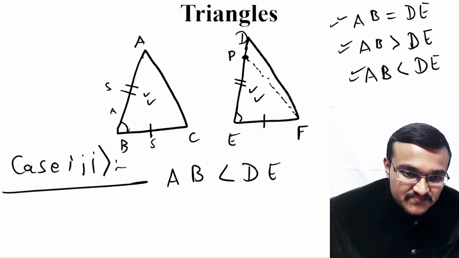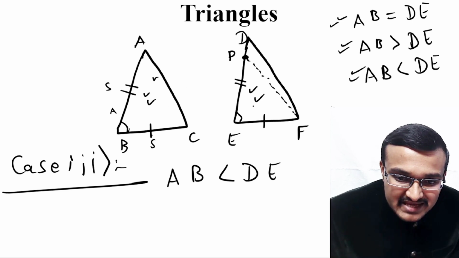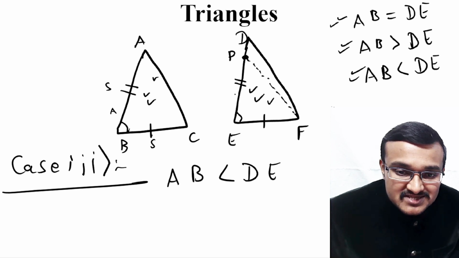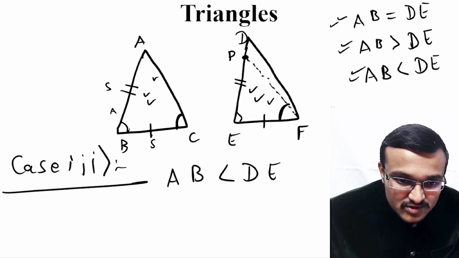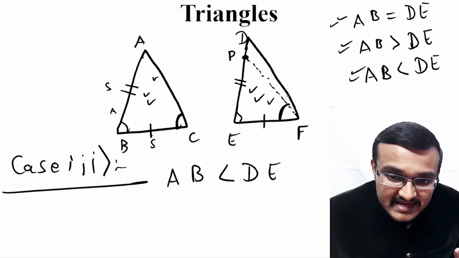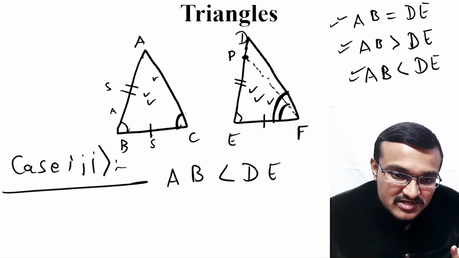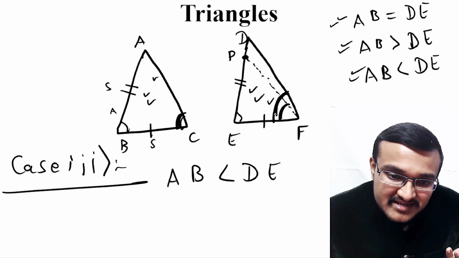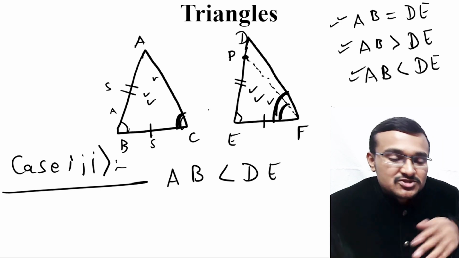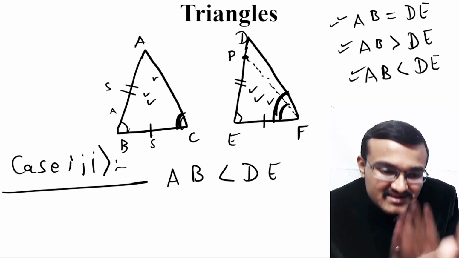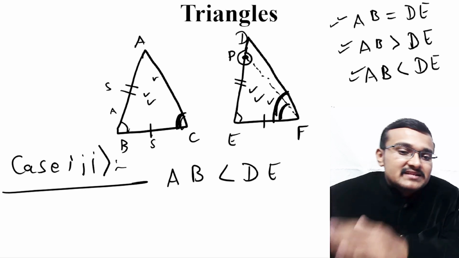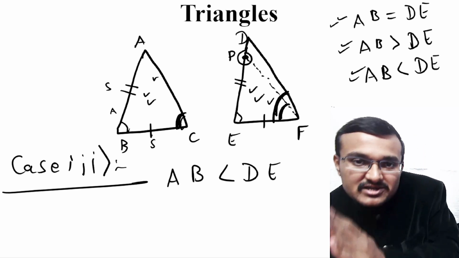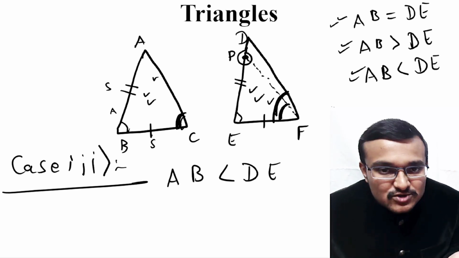So according to SAS, ABC and PEF triangles will be congruent. So since ABC and PEF are congruent, this angle and this angle should be equal to each other. And in the given, they have given that this DEF is also equal to ACB. So DEF is also equal to ACB, and here PFE is also becoming equal to ACB. So how we did for case 2, similarly you have to do in case 3 by taking point P on the DEF triangle. In the place of ABC triangle, you are taking point P on DEF triangle, and similarly you are proving.